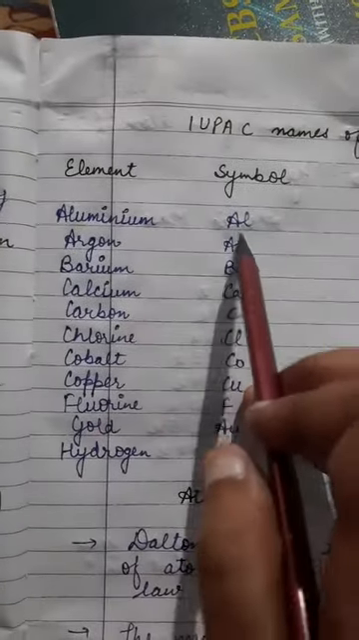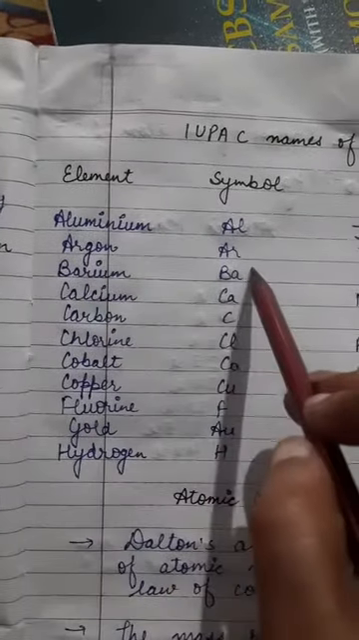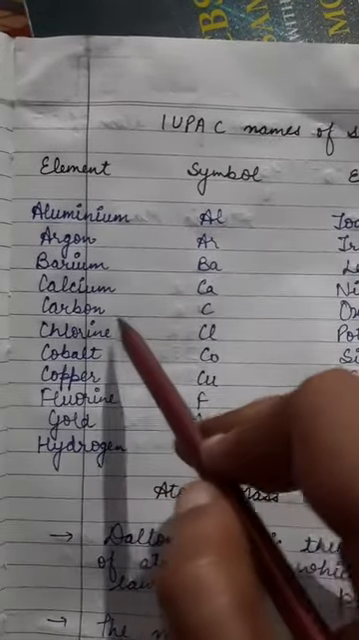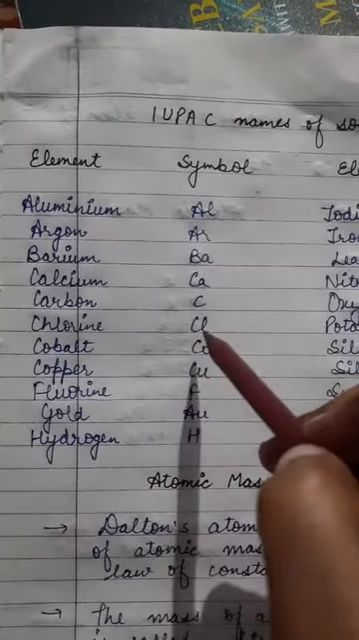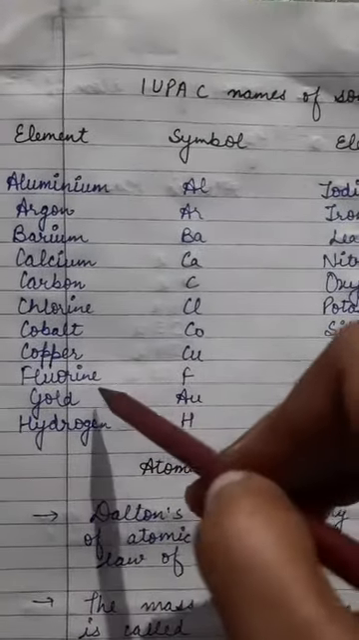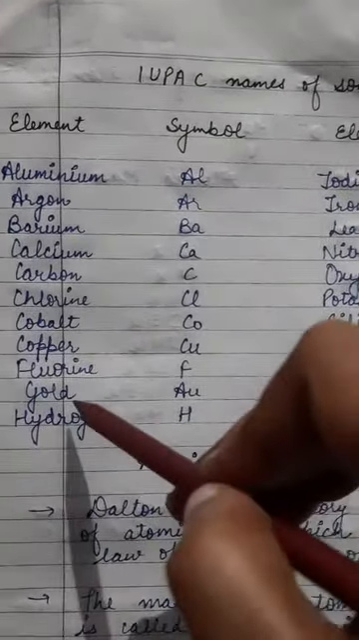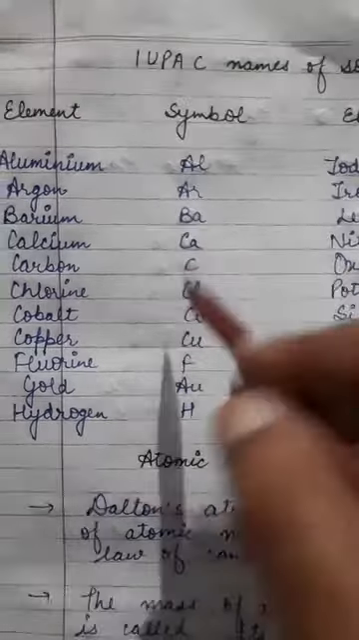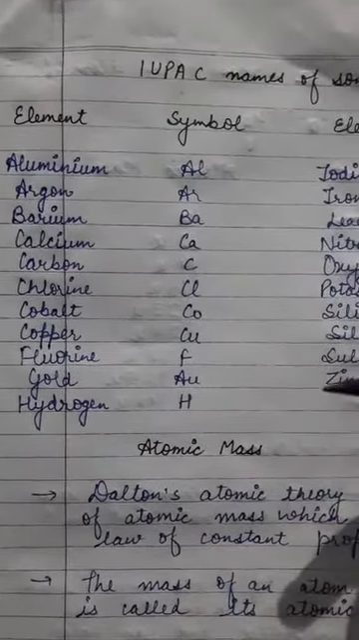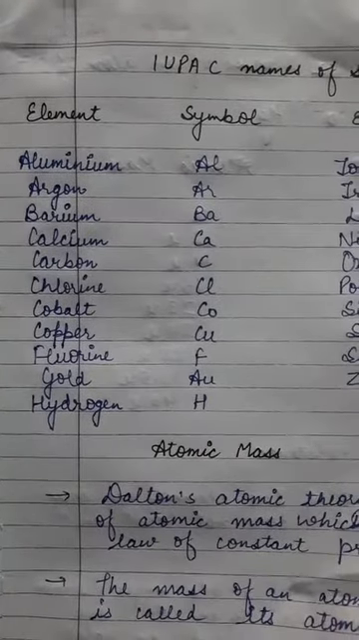Now here are some IUPAC names of some elements. Here aluminium has Al, argon as Ar, barium as Ba, calcium as Ca, carbon as C, chlorine as Cl, cobalt as Co, copper as Cu, fluorine as F only, gold as Au. This is different, gold is different, and silver is Ag. These two are quite different. Lead is different, that is Pb.